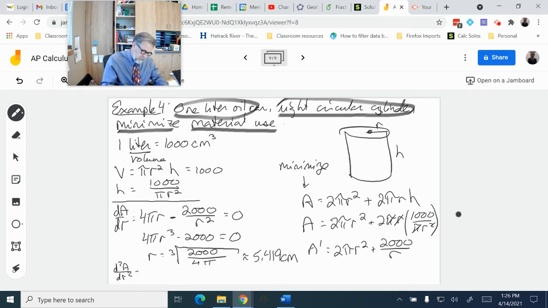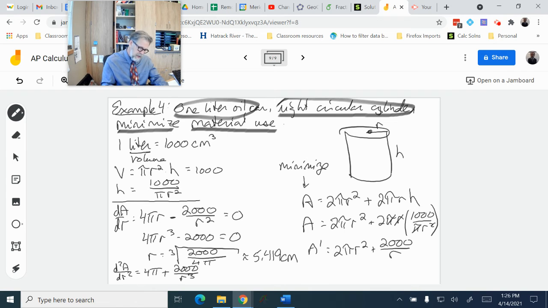The second derivative of this function is 4 pi plus 2,000 over r cubed. And the reason I say let's do the second derivative test is because it doesn't actually require us to do any calculations. I could have plugged in some number less than 5, some number greater than 5.419, done those calculations, but let's say I don't have a calculator. Let's say I'm just doing this, so far there's nothing on here that I've needed a calculator for except, well, I take that back. Okay, I had to find the cube root of 2,000 over 4 pi.